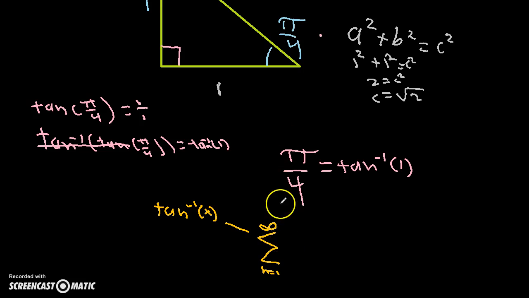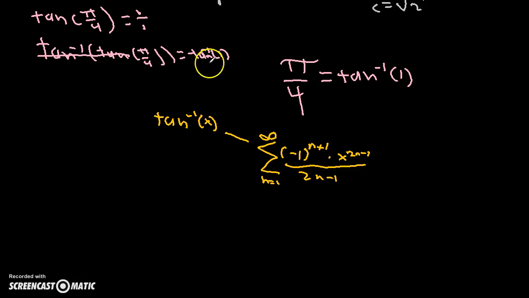And we're taking the sum of this series, and it starts at n equals 1. So we're going to do -1 to the n plus 1 power, and that just means that it's an alternating series. So it's going to be plus minus plus minus plus. And then times x, the angle, to the 2n minus 1 divided by 2n minus 1. Now, what we want to do with this is get it for 1.